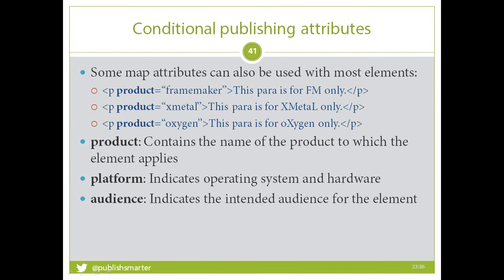There's some map level attributes that can even be used inside topics. For example, the attribute for product or platform or audience. You could have a paragraph where you say the product is FrameMaker or XMetaL and Oxygen, and therefore the paragraph would be intended for one specific type of a product only when it's delivered. So product would be the name of the product, platform is the operating system or the hardware, audience would be the intended audience.